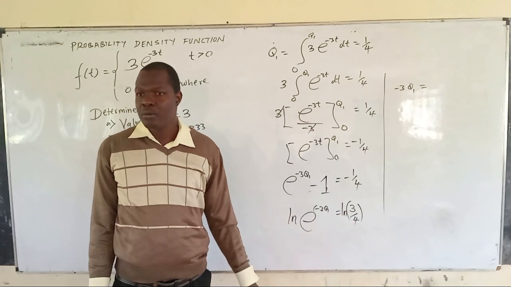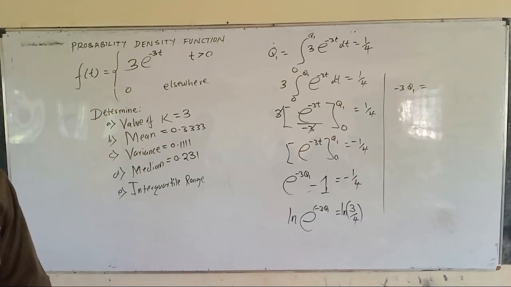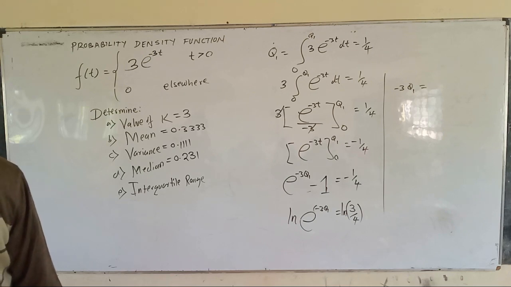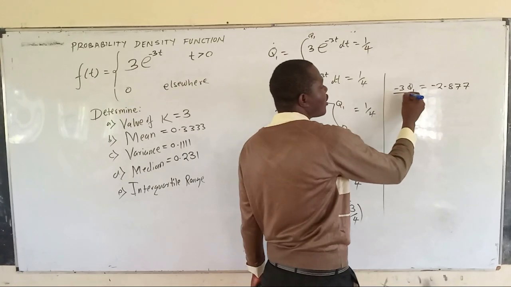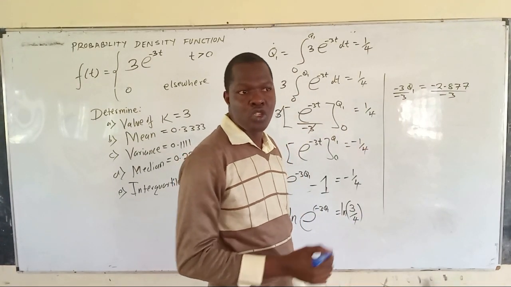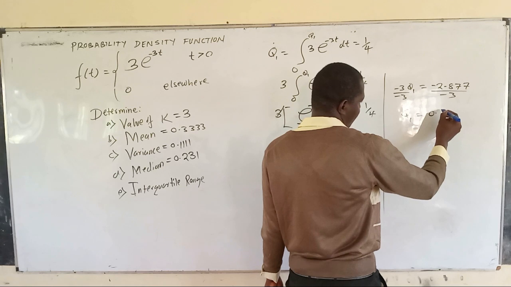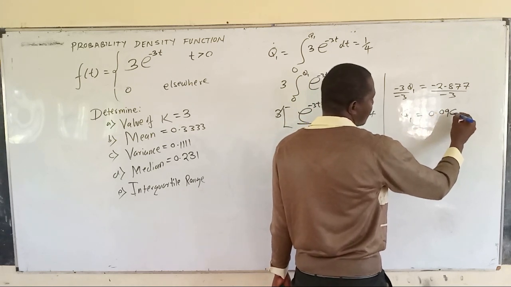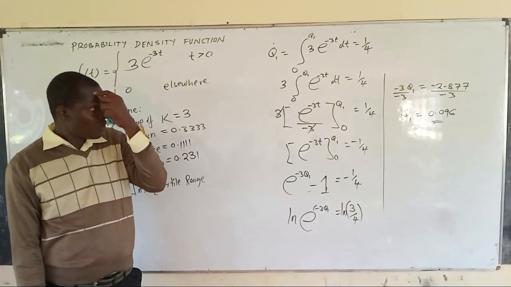Then what is ln of 3 over 4? Negative 0.287. So for you to get Q1, you divide both sides by its coefficient, negative 3. So what is Q1? 0.096. So that is Q1.